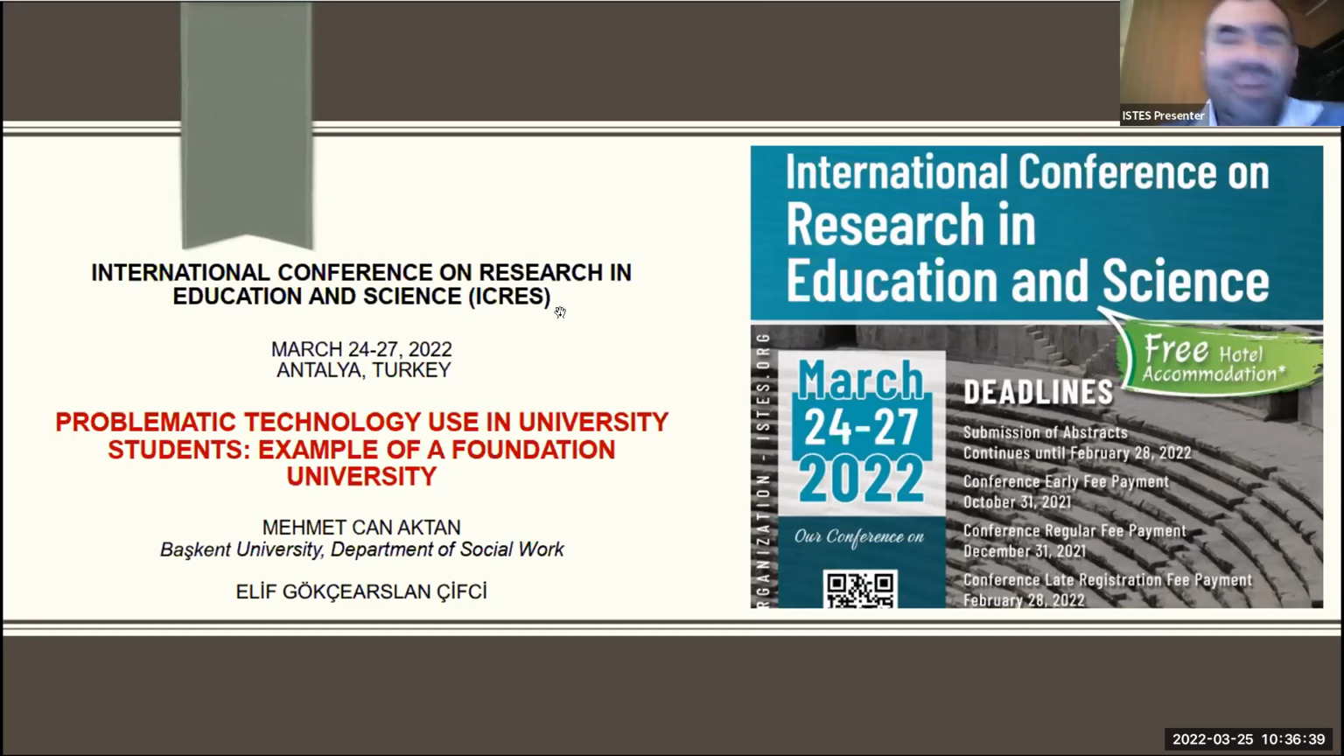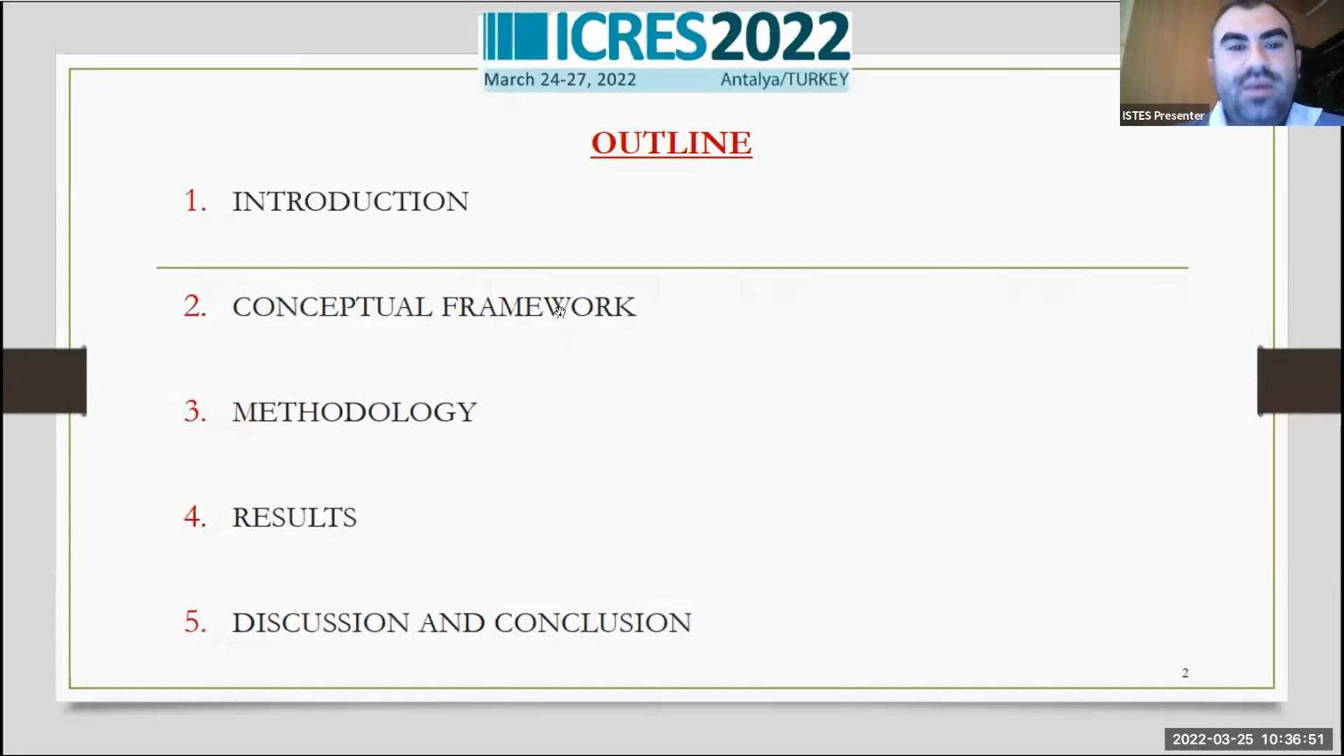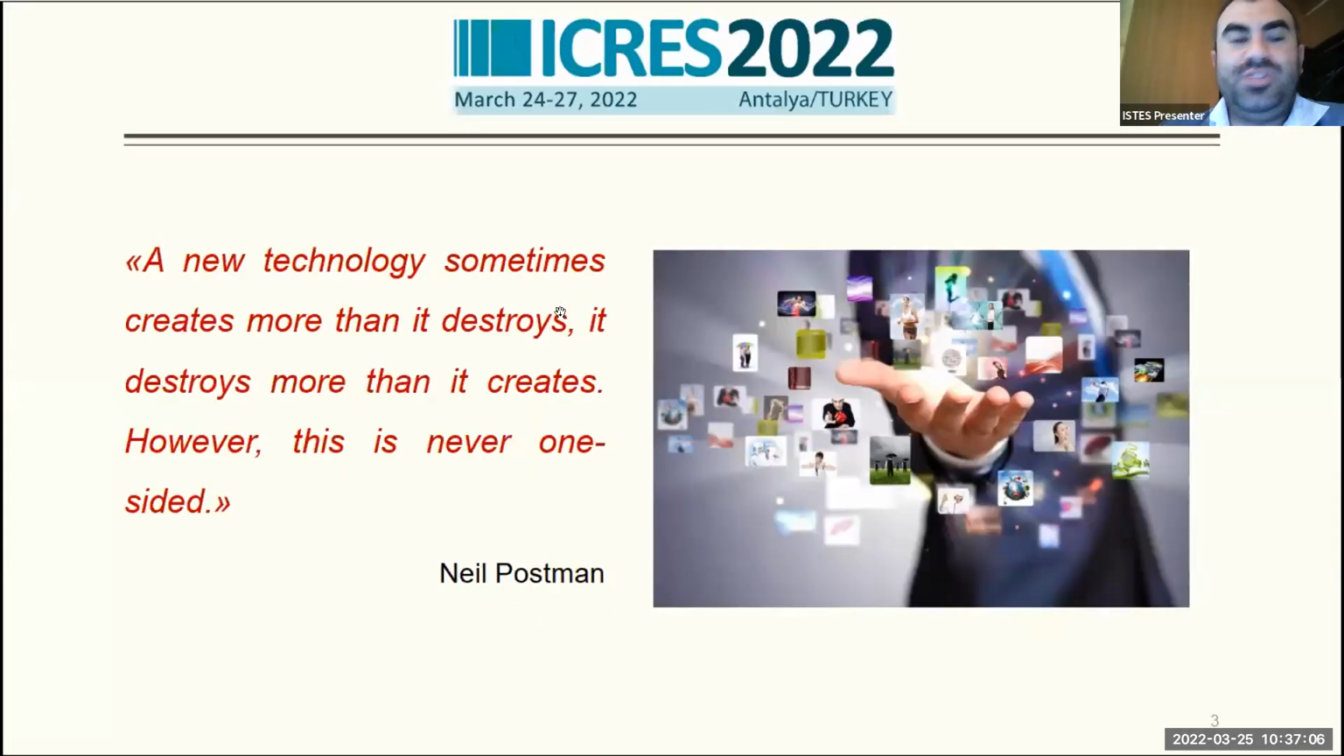We designed this research with my colleague. The title of the research is Problematic Technology Use in University Students, Example of a Foundation University. I will give a little information about the outline. Of course, an introduction, a brief conceptual framework, a methodology, results, a discussion, and conclusion.